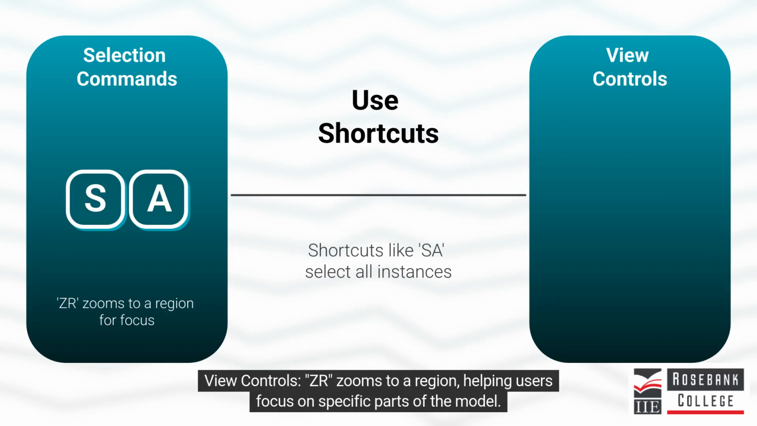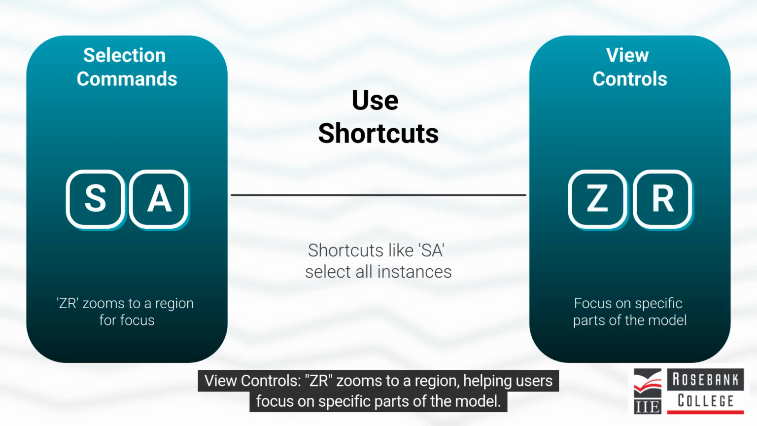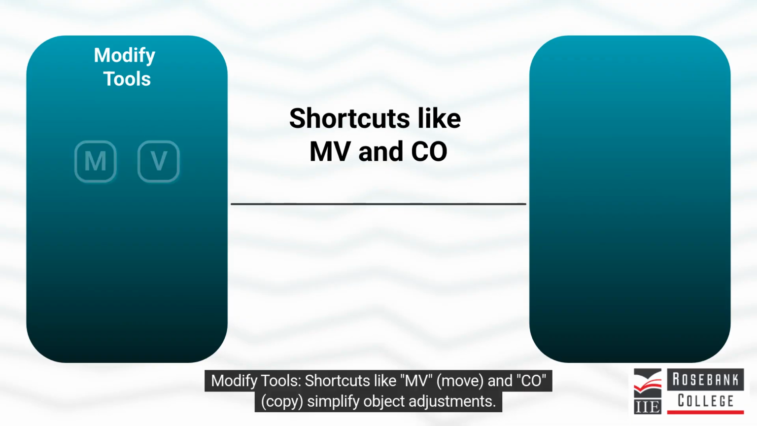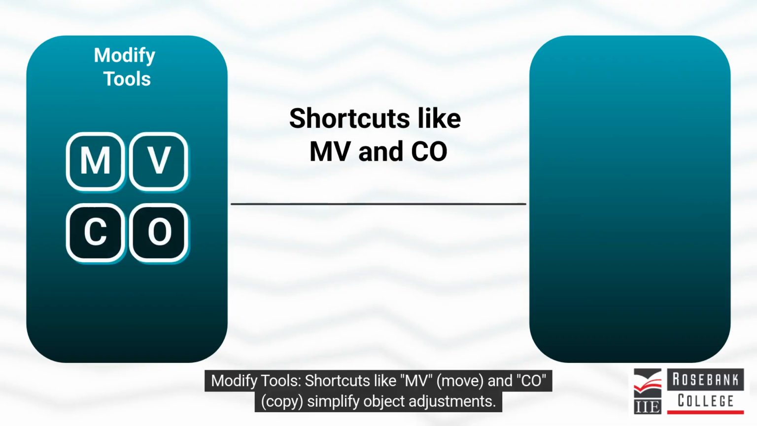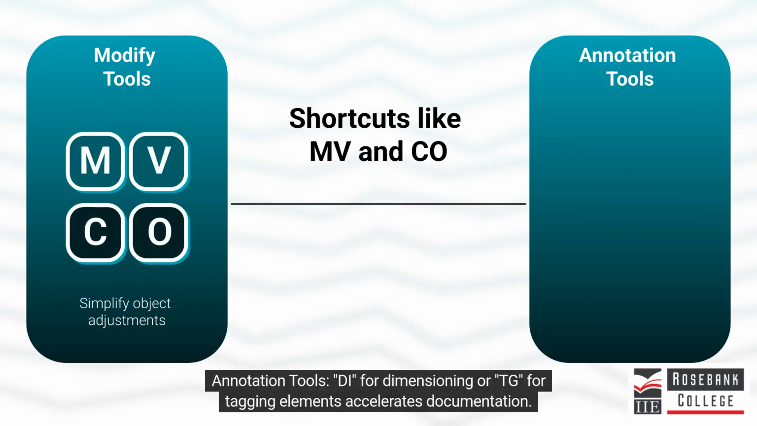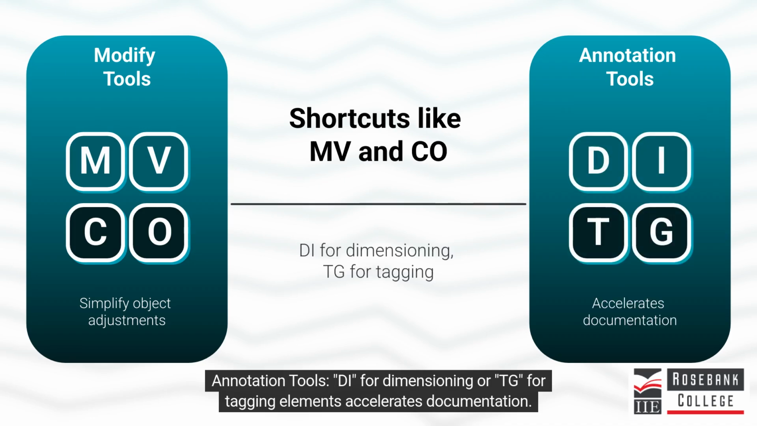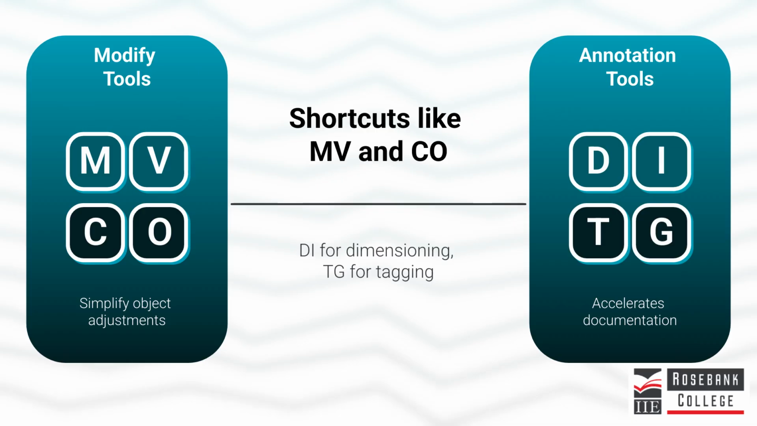View controls, ZR, zooms to a region, helping users focus on specific parts of the model. Modify tools, shortcuts like MV, move, and CO, copy, simplify object adjustments. Annotation tools DI for dimensioning or TG for tagging elements accelerates documentation.